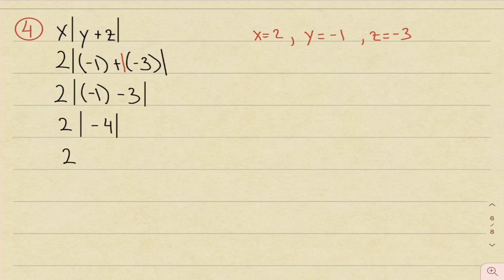Now again, I'm going to rewrite the 2. Now what is the absolute value of negative 4? Anytime we have a negative number inside of the absolute value, when we take it out, it's going to be positive. So negative 4, when we take it out of the absolute value, is just going to be 4. And 2 times 4 is 8. So the answer is just 8.